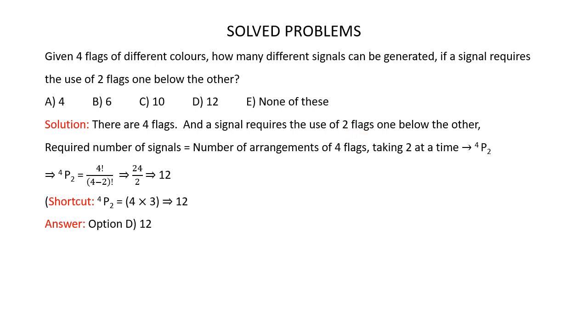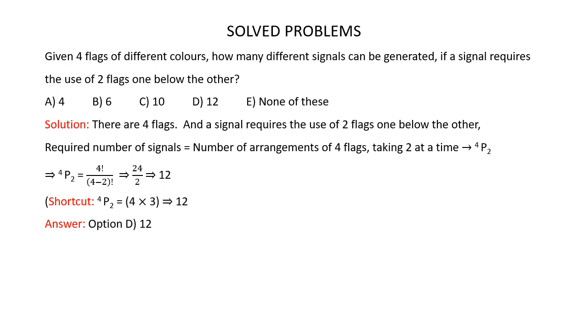So the required number of signals is equal to the number of arrangements of four flags taking two at a time, which is nothing but 4p2. Now according to the permutation formula, we know that 4p2 is equal to 4 factorial divided by (4 minus 2) factorial, which is nothing but 4 factorial divided by 2 factorial. Now 4 factorial is 24 and 2 factorial is 2. So 24 divided by 2 is 12.